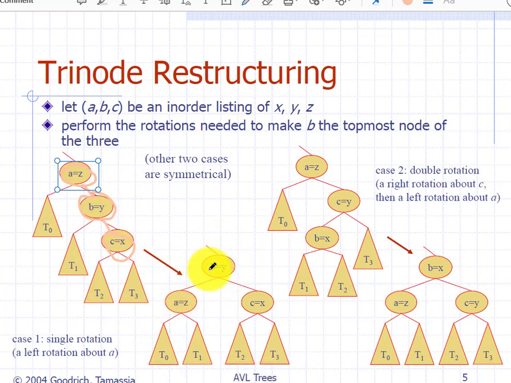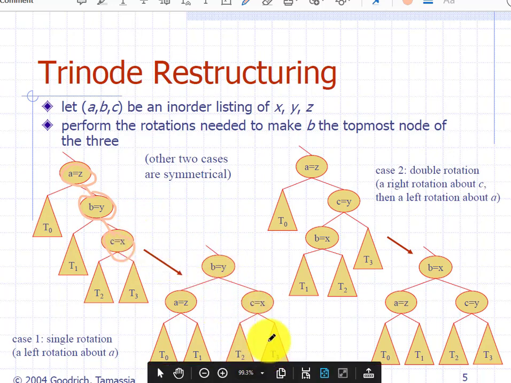B becomes the root, the hypothetical root. Remember, there could be another tree here, but I'm just saying it goes on top. And then C will be the right child. So that has its associated subtrees. Right, this is one particular pattern. On this side here is another particular pattern.